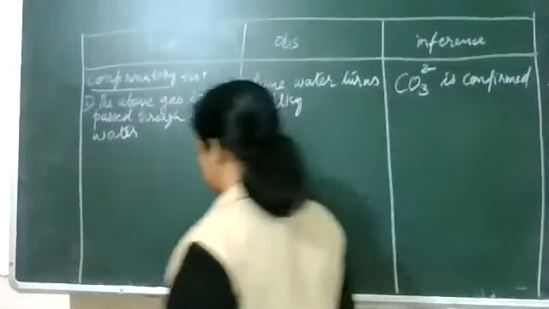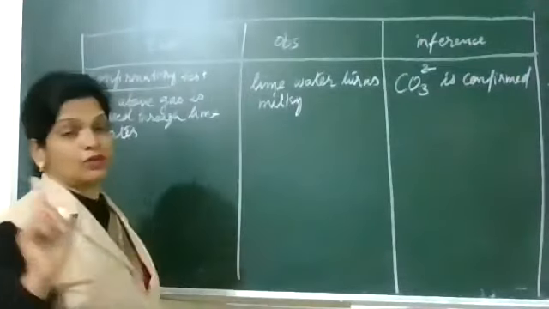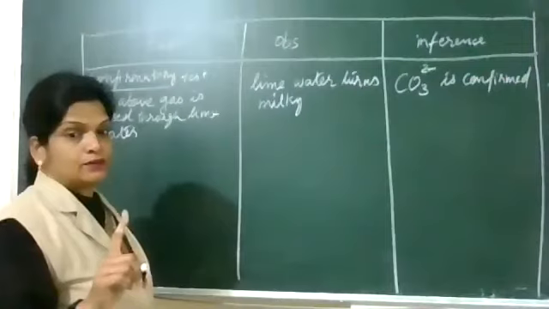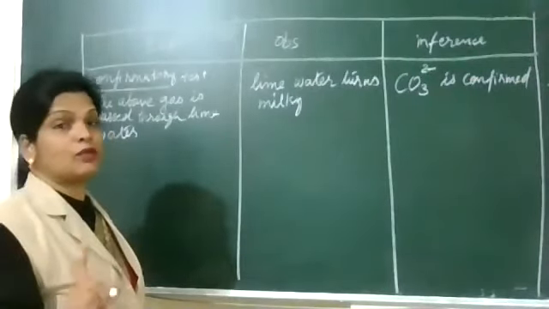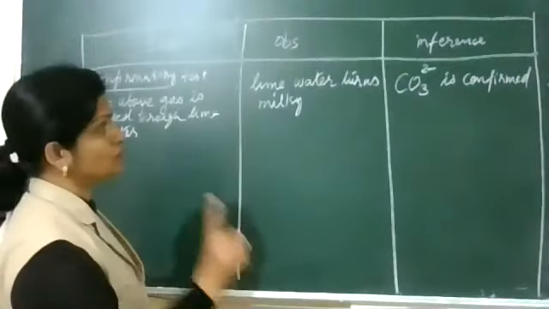You have to write 3 columns only. Systematically, you have to present in your paper in 3 columns: experiment, observation, inference.